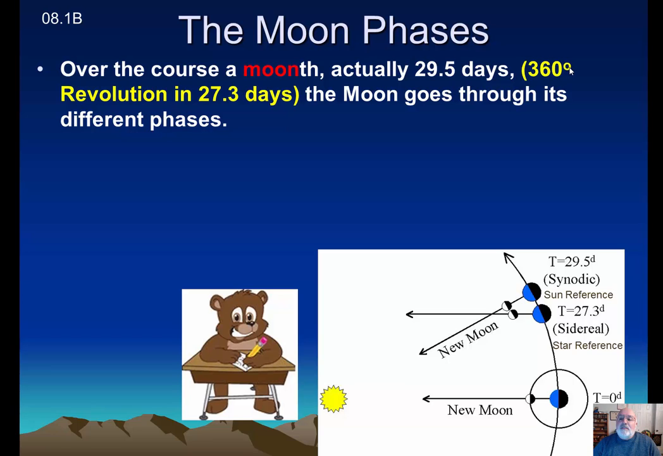Okay, we have 360 degrees of revolution in 27 and a third days, but we actually have moon phases based on 29 and a half days. And this is because of sun references and star references.